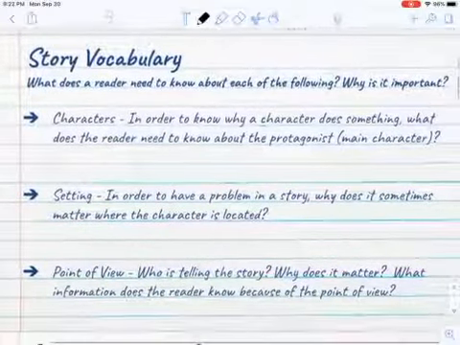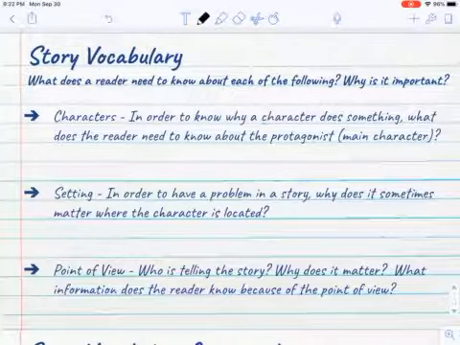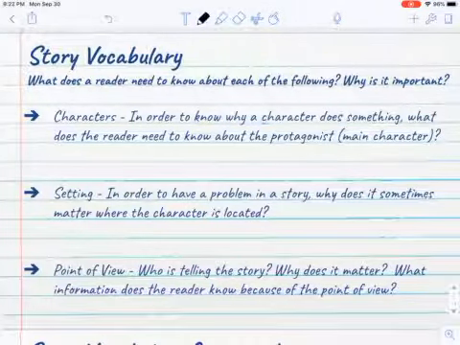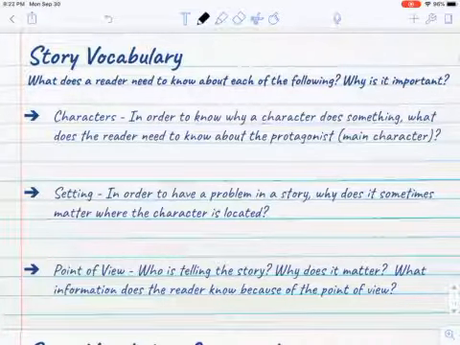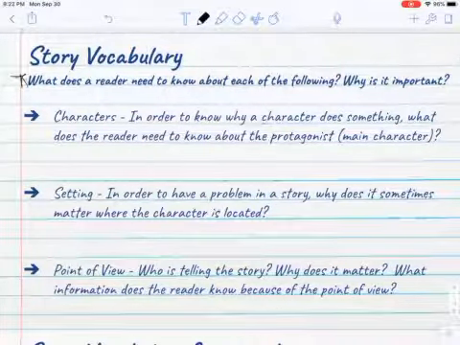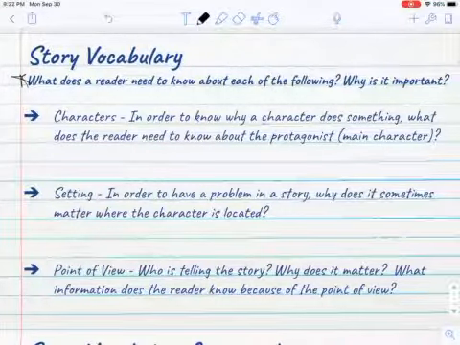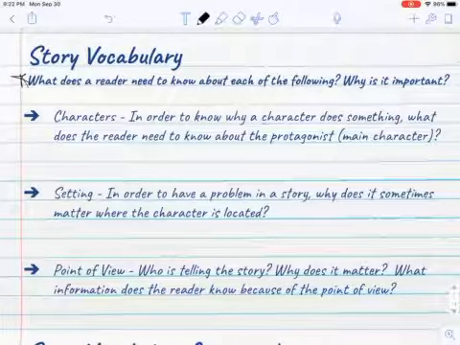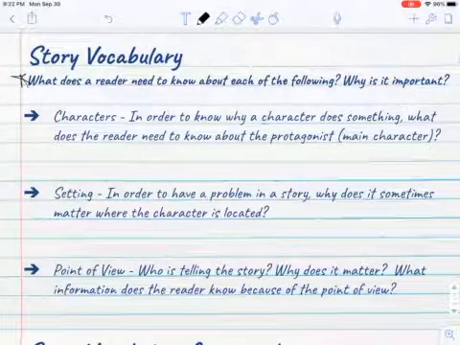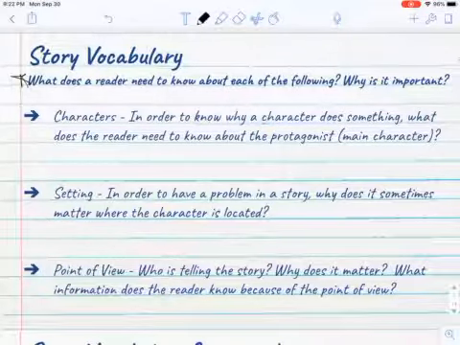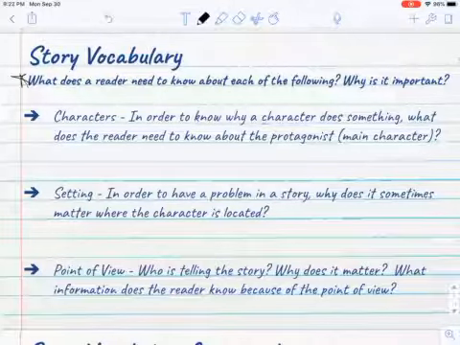The first step for today is to be going through some vocabulary related to stories. I'm not just needing definitions for this, but I'm needing understanding. So keep in mind, what does a reader need to know about each of the following? Why is it important? So each one of these vocabulary terms has a question after it to help guide your thinking. We'll do a couple together, and then you'll be able to work independently at your tables. Or you can talk with the people at your tables.